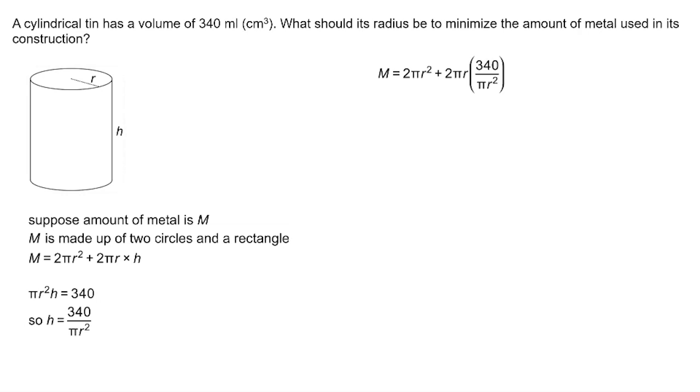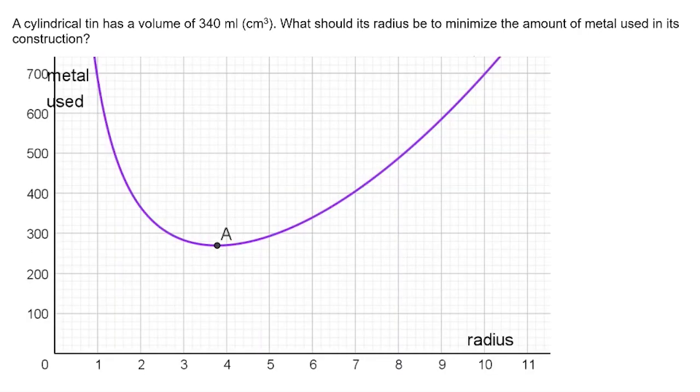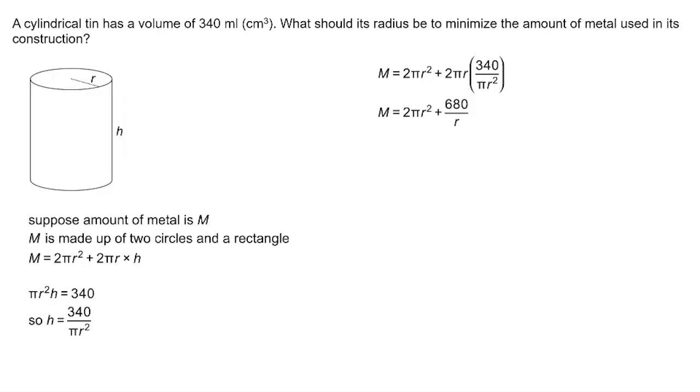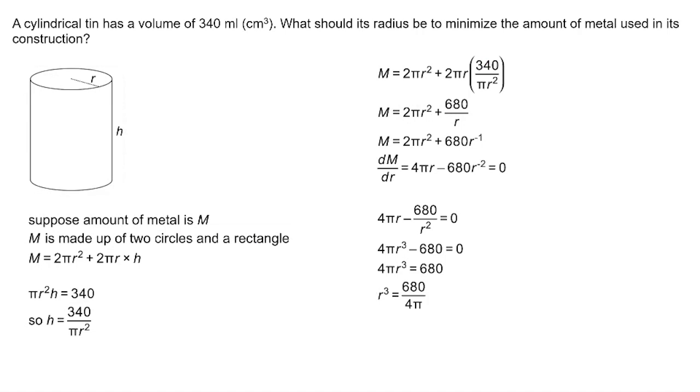And now, if we put that into our formula, we've now got an expression for the amount of metal that we're going to use. If we had to draw that graph, it looks like this. There's the metal used versus the radius, and we want to be here. How are we going to get here? We're going to differentiate, equate to 0, and solve. Now we've differentiated it, equated to 0, and solved, and we get a final answer of 3,8 centimeters for our radius.